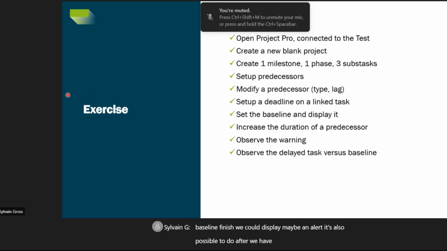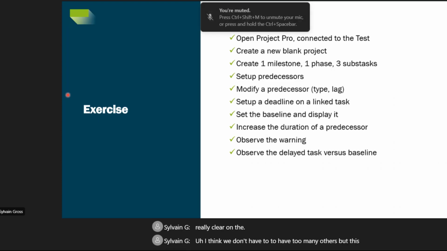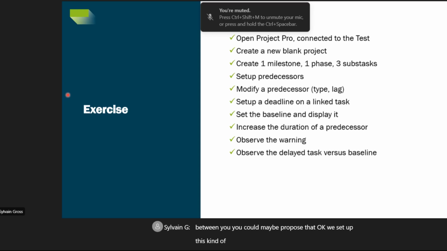After, we really have to think what kind of alert we want to set up, because with too many alerts it's not really clear, and I think we don't have to have too many alerts. But this kind of thing could be set up, and with discussion between you, you could propose that we set up this kind of additional alert, so that people know we have the baseline, we plan to finish at that time, but we see that according to the baseline we are late.